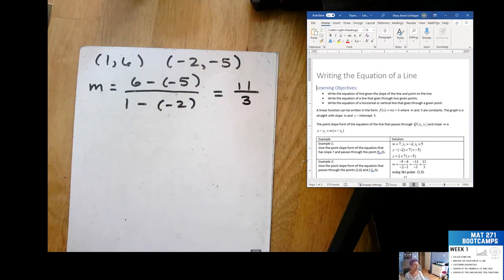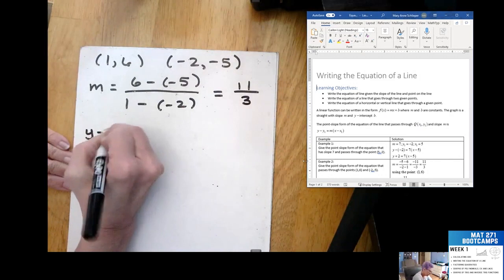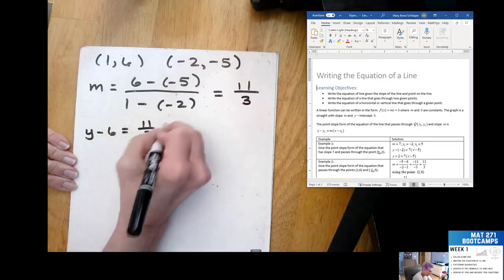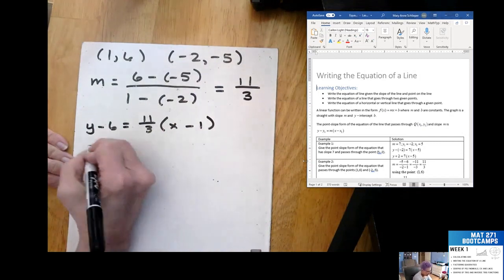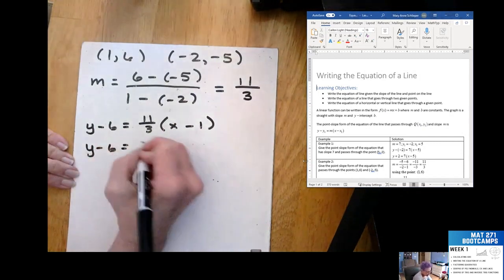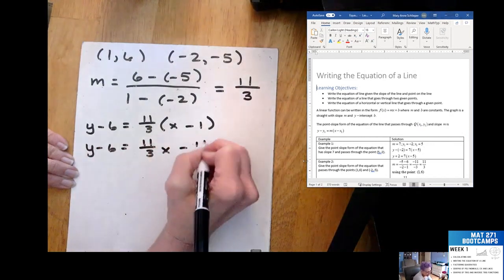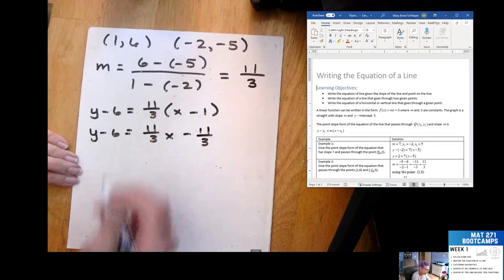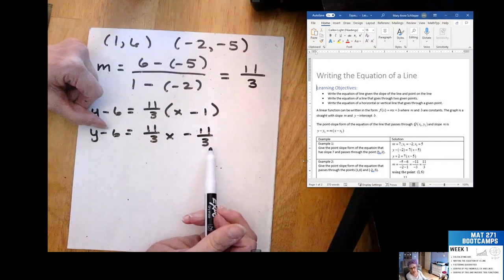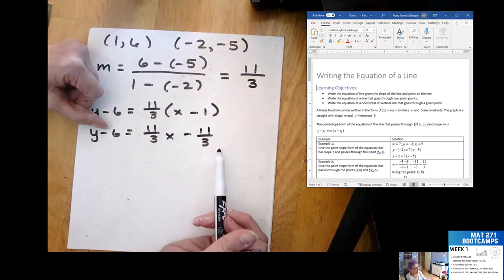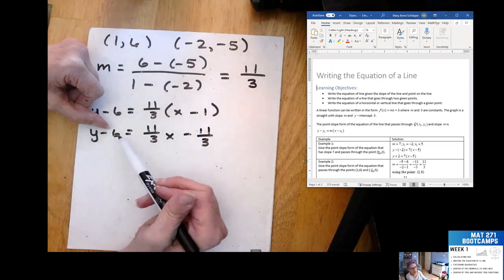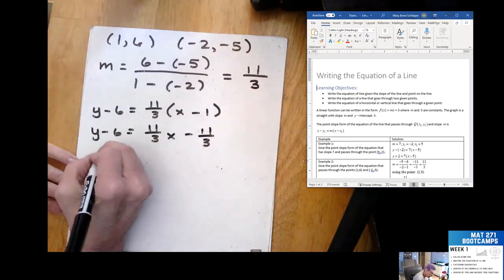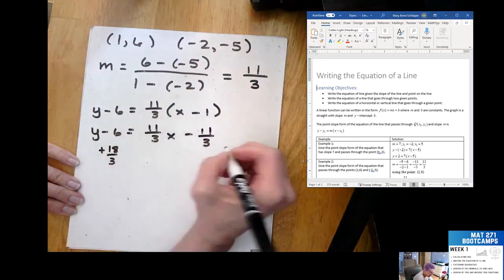Now you can use either point that you want to in order to get the equation of the line. You could do y minus 6 is equal to 11/3 times x minus 1. Then if you simplify that, you would have y minus 6 is 11/3x minus 11/3. Now I'm going to need to add 6 to each side. But on the right-hand side, I have a denominator of 3. So I'd just as well go ahead and write 6 with a denominator of 3 so I can combine those two together. So I'm going to add 18/3 to each side.